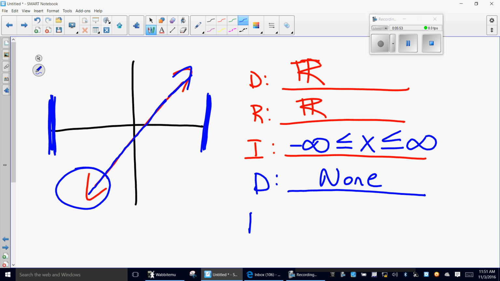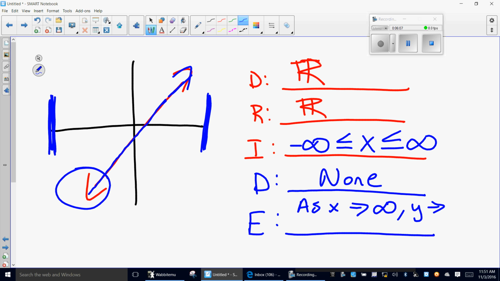Okay? And then there is a spot for your end behavior. So remind me, this will be a good review for us today. How do I write the end behavior? As x goes to positive infinity, y goes to positive infinity. As I go to the right, the y is going up. And then as x goes to negative infinity, as I go to the left, y is going to negative infinity. Any questions on that?